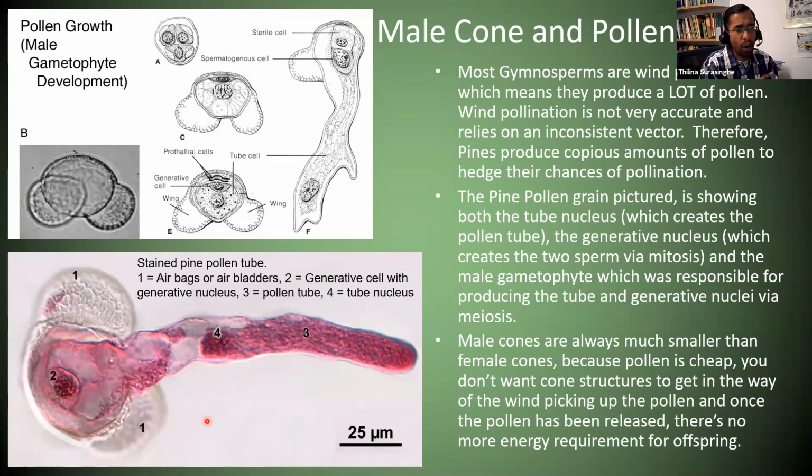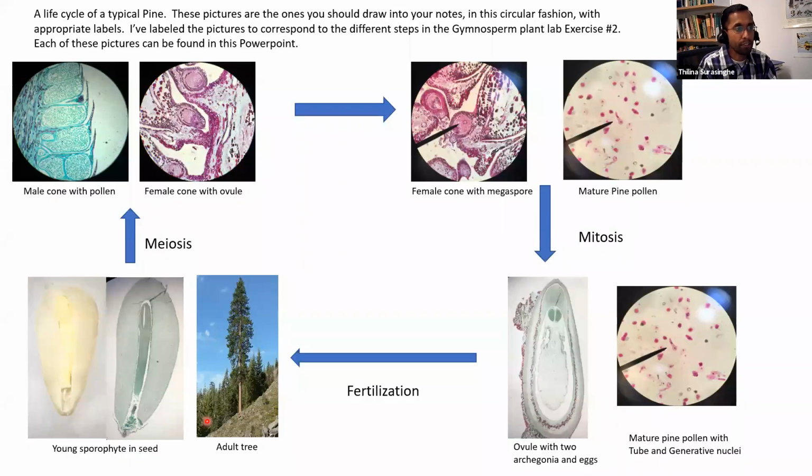Remember, male cones are always smaller in size than the female cones. The reason is it's not that expensive to produce pollen, it doesn't take a lot of nutrients, so there's no need to make it larger. And the second problem is if your male cone is larger, it will impede pollen release. So those are the two reasons for those structural differences.